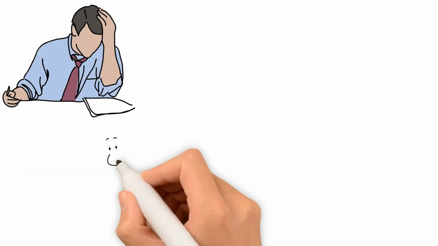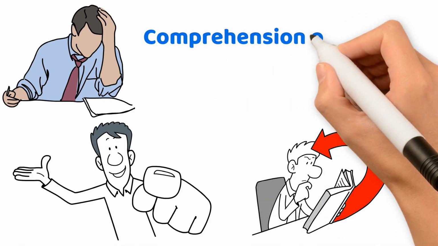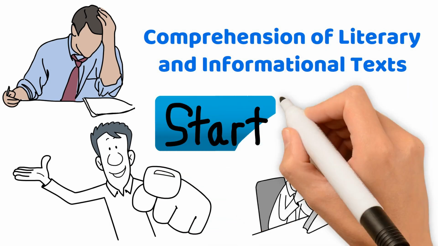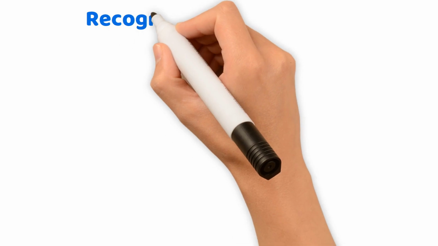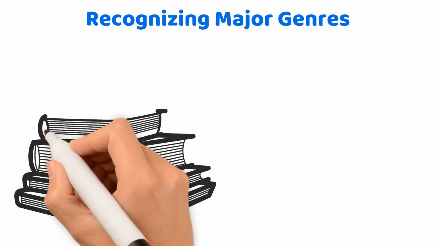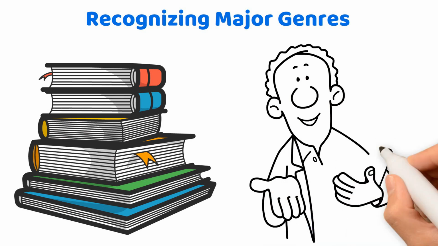For your exam, you're going to need to demonstrate your understanding about the difference between comprehension of literary and informational texts. Let's start with the refresher about recognizing major genres. Genres in literature are categories that help us classify books and stories based on their content, style, and form. Here's a brief overview of some major genres you'll want to be ready to see on your exam.